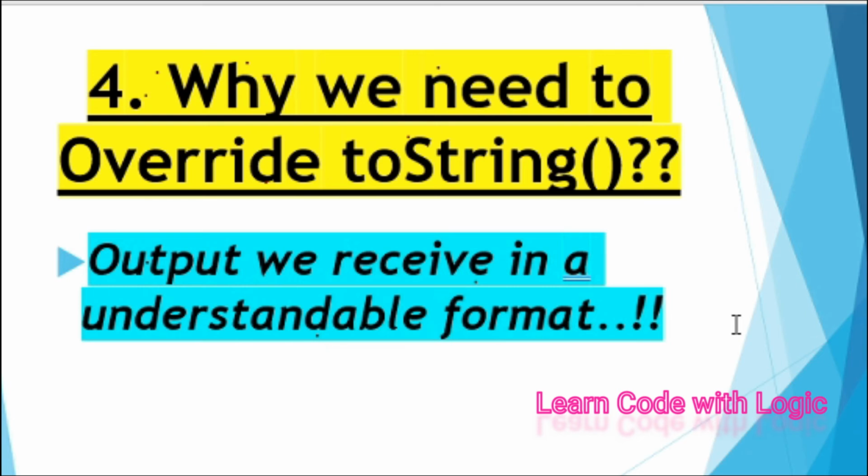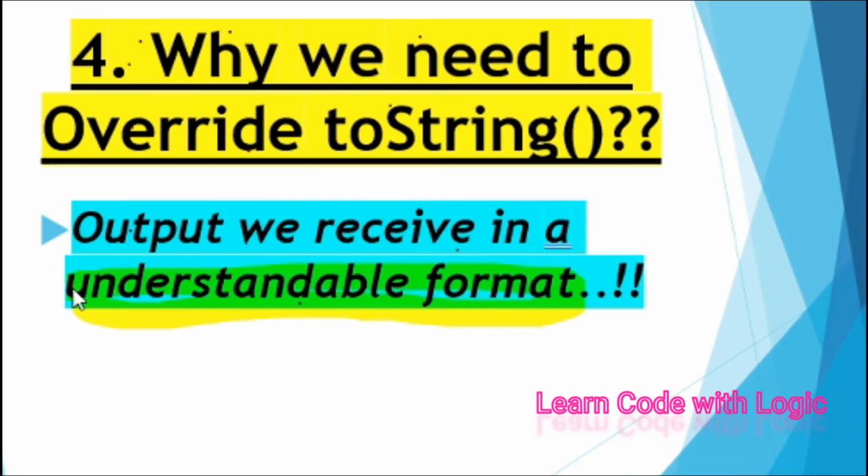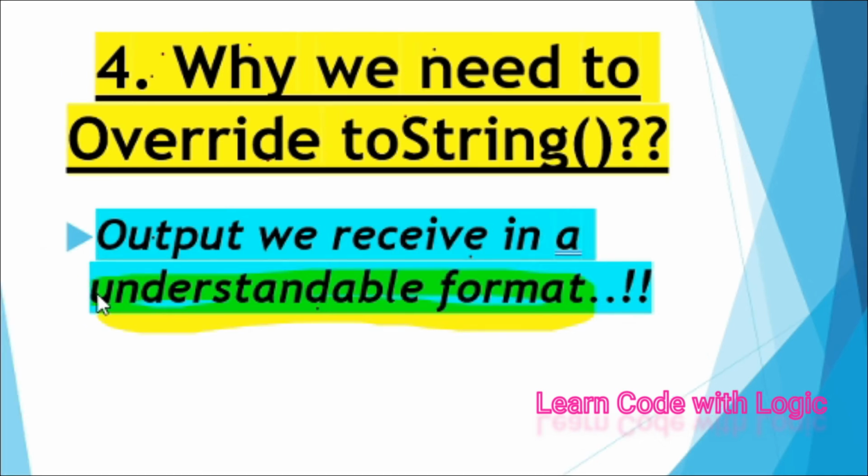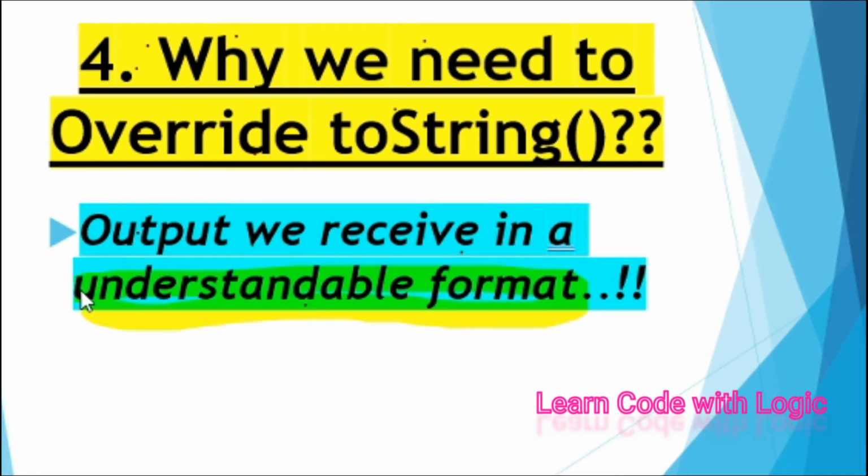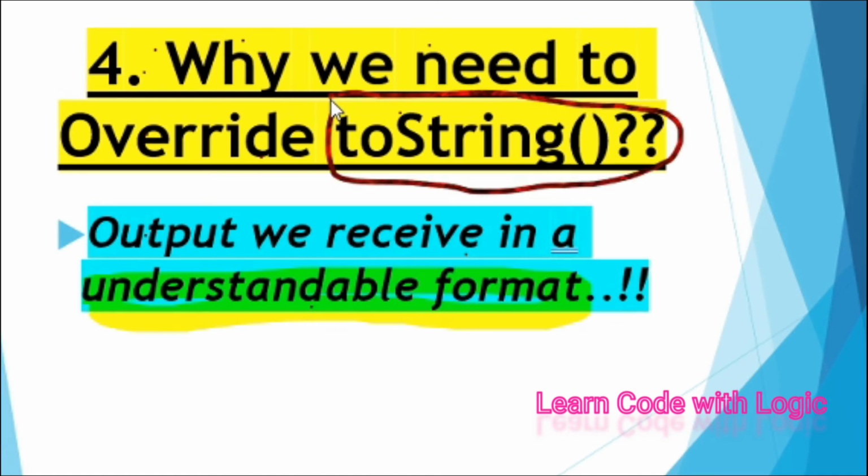So what we need to do is override the toString method here. The benefit or purpose of overriding the toString method is that we can see a clear and understandable format, because here we are getting hexa code, right? It is not understandable. Now let's see how to override the toString method.